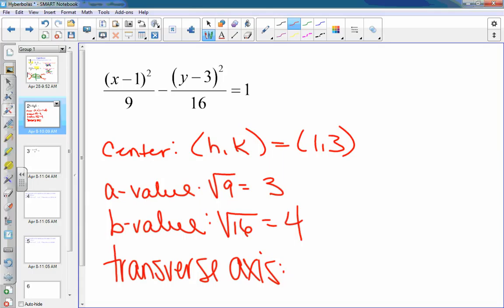Okay, and the last thing is the transverse axis. Here's what you need to know. What do you see in this position? The x. So therefore, this is going to be a horizontal. Y'all good? Very easy. All we're doing is the basics.